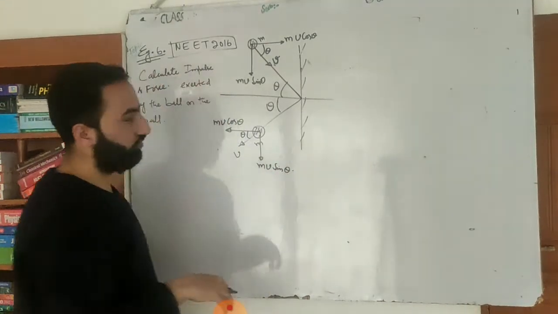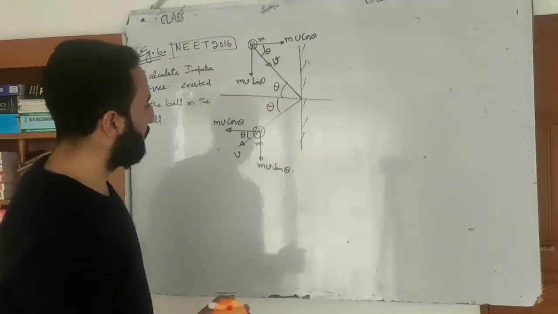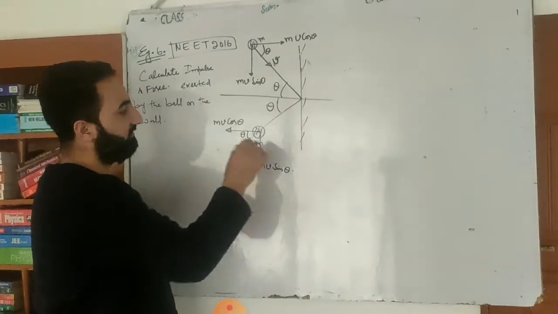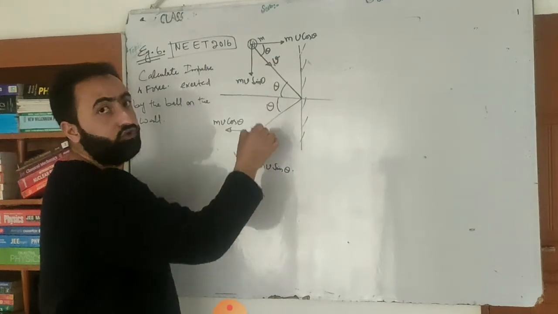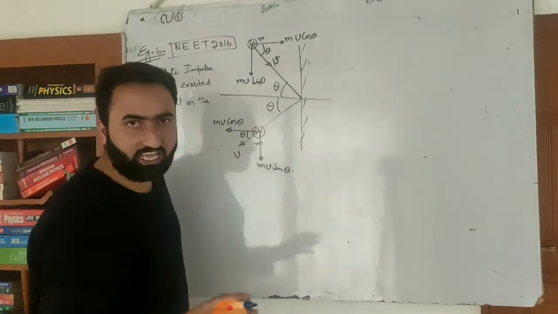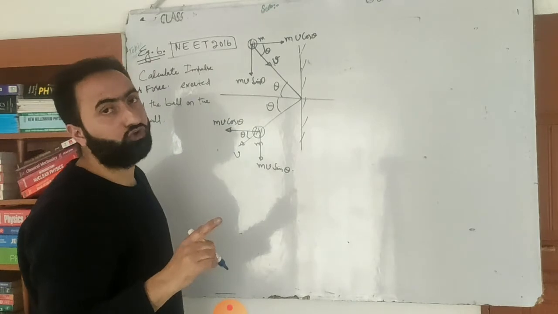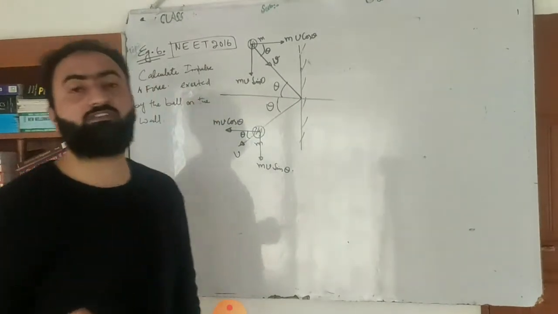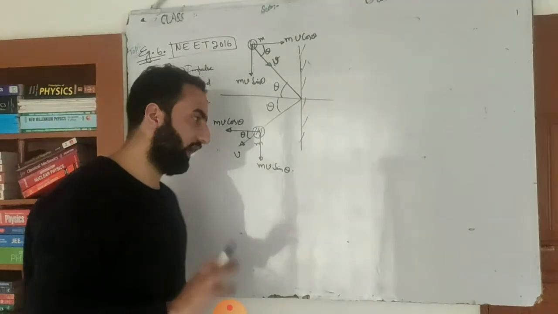Now see how to do it as a shortcut, how to do it with no time. Here these mv sin theta and mv sin theta, their magnitude and direction are the same, so they will cancel, because when you subtract p2 minus p1, this mv sin theta and mv sin theta will cancel. This and this, their magnitude is same, but the direction is opposite. So when you subtract the two, the two terms will get added. So delta p will be simply equal to 2 times mv cos theta, and that will be equal to impulse.